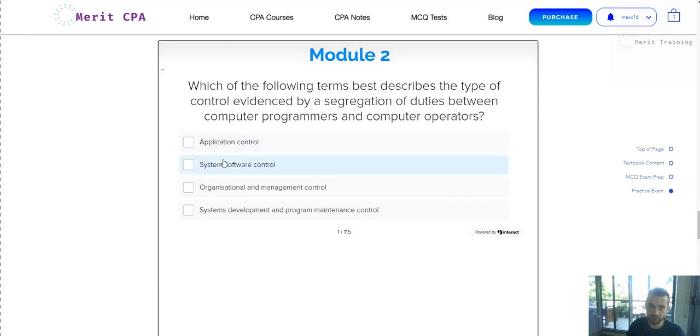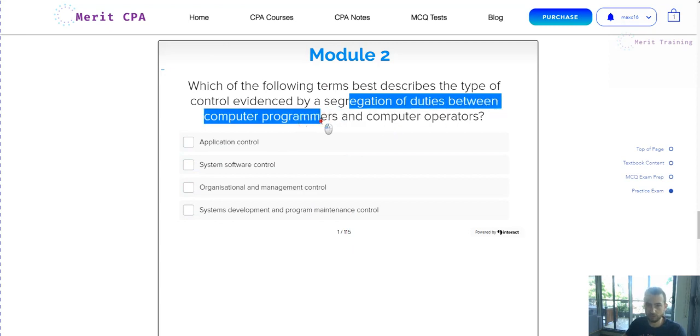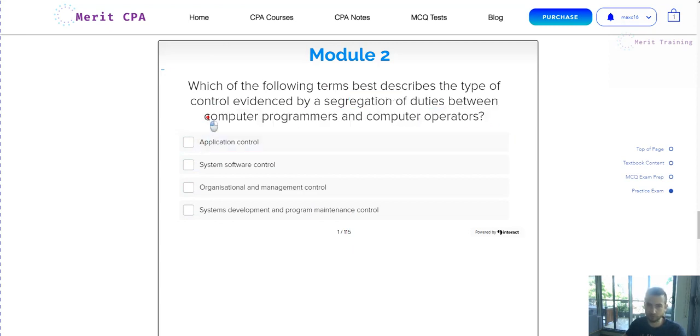So the options given to us are application, system software, organizational and management control, and systems development and program maintenance control. And we want to know which one reflects segregation of duties between computer programmers and computer operators, i.e. the ones writing the program and the ones using the program. Potentially, if the programmer is the one using the program, he knows all the ways around it, so it doesn't really prevent fraud. For example, if he's doing the payroll, he designs the payroll and he uses the payroll, he could create a workaround so that no one knows about him creating fraudulent employees and then paying those fraudulent employees, right? He could cover that up.